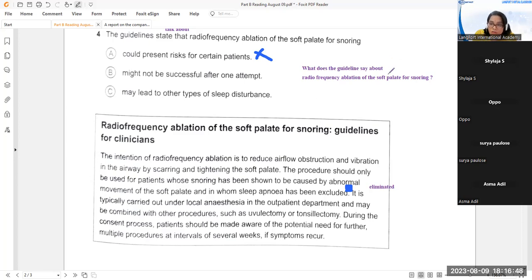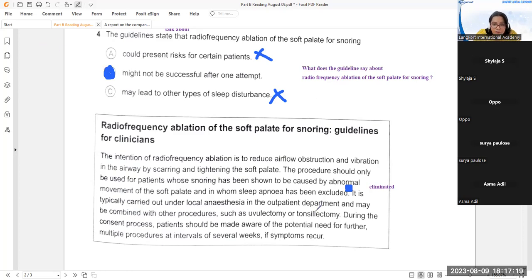The guidelines state that the radio frequency ablation of the soft palate for snoring may lead to other types of sleep disturbance. Did they say that the treatment may lead to other types of sleep disturbances? No. So of course, the answer is B. They have told that, right? You need to make the patient aware that after the procedure, they might need to undergo it again after several weeks if there is a recurrence of the symptoms. When do symptoms recur? If the treatment is not successful. So that's why B is the answer.